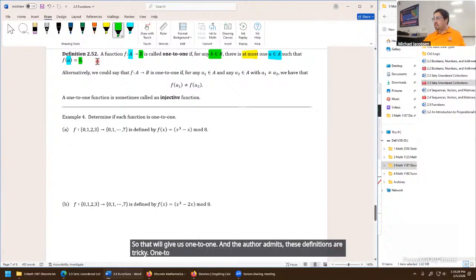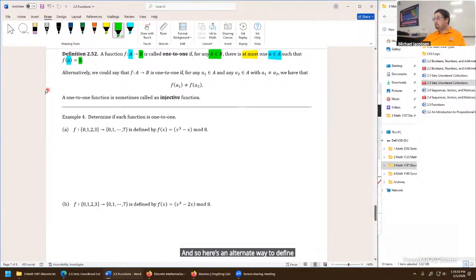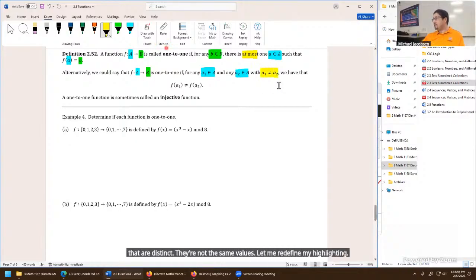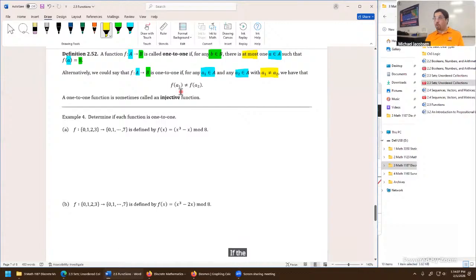One-to-one, I think, is a little bit trickier than onto in certain senses. And so here's an alternate way to define this. We can say a function mapping the same set A to the same set B will be one-to-one if for any element A1 in the domain and any element A2 in the domain that are distinct, they're not the same values. Let me redefine my highlighting to kind of match up with the at most. If I find two different distinct domain elements and then look at the outputs, there is no way they're equal if the function is one-to-one.